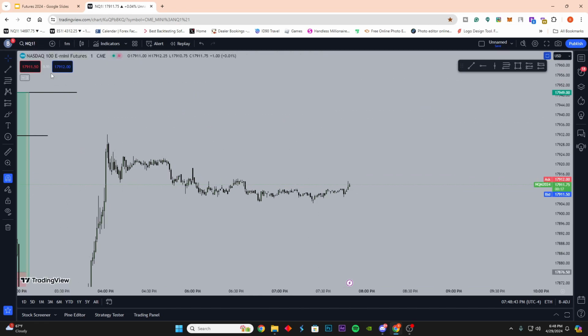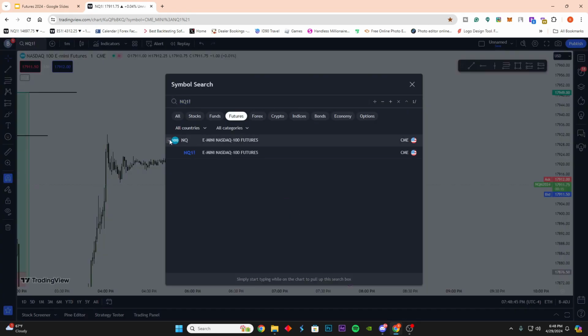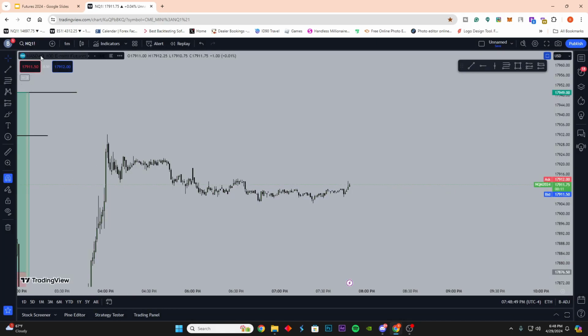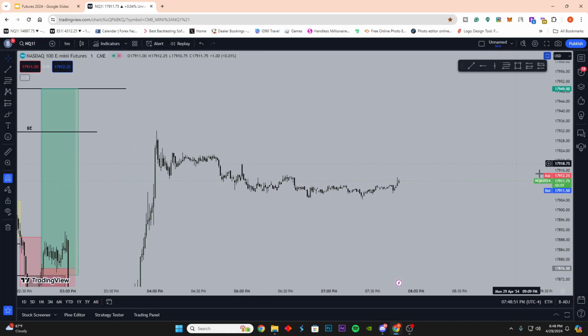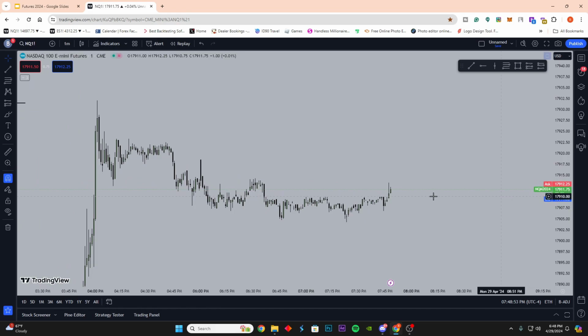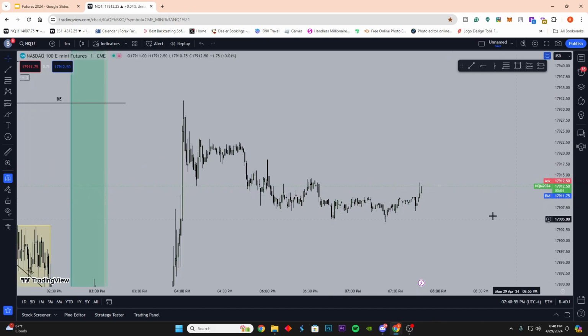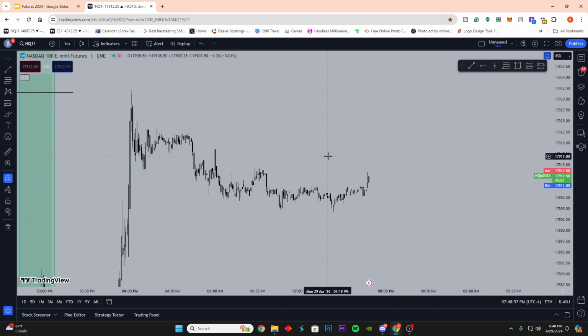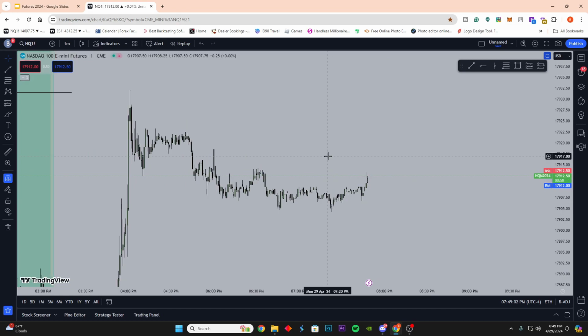I am on the Nasdaq 100, and this is what I was talking about with the continuous. It's just NQ1!. That's the continuous contract, and it's the one I'm always on, which automatically updates the contract when expirations happen and to whichever contract is being traded with the most volume.